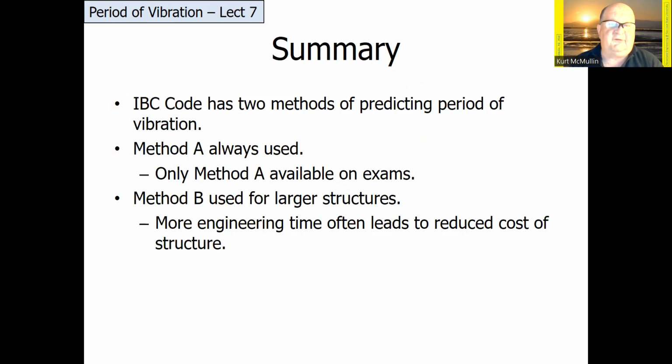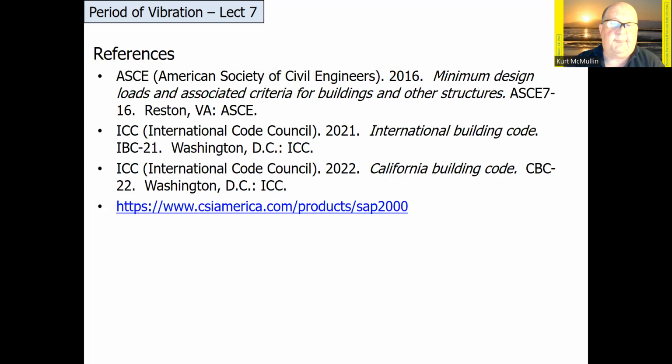So the IBC code gives me two different methods of predicting the period of vibration. Method A we always use. It's probably the only thing you're going to use when you're taking an exam, because you're not going to have a software program. Method B is used for larger structures. As software becomes cheaper and engineers become more comfortable with it, we're seeing smaller and smaller projects being analyzed this way. But it does require the time to do the modeling, but it may lead to a reduced cost in the overall structure if the loads are going to be smaller.